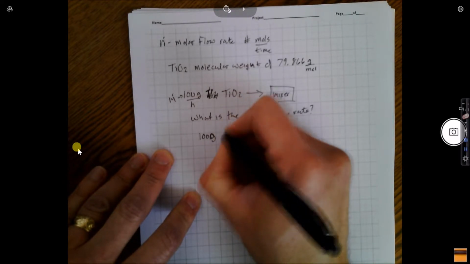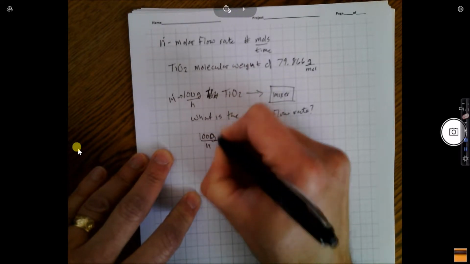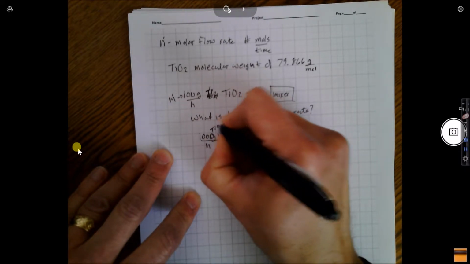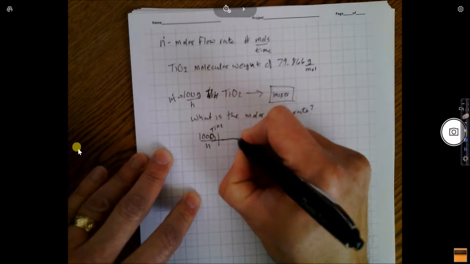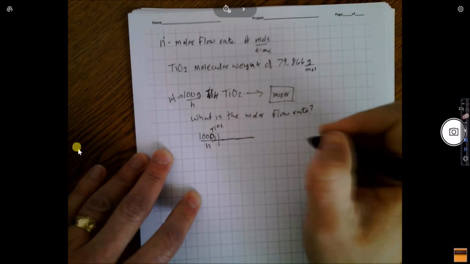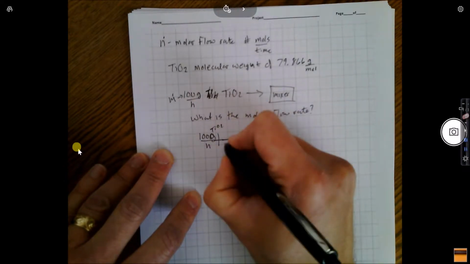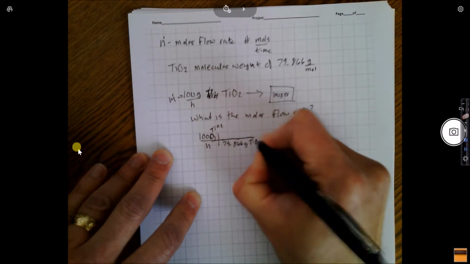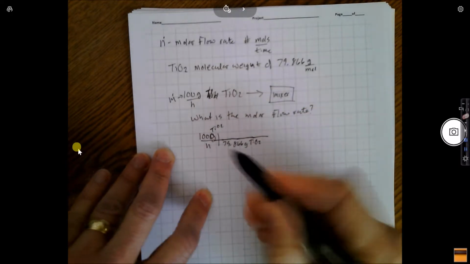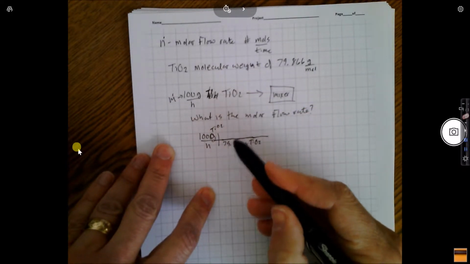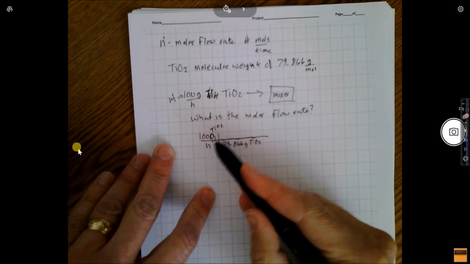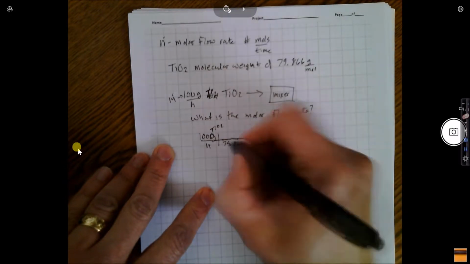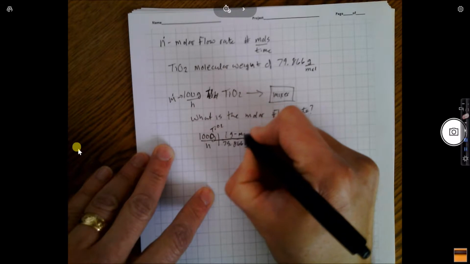Here, I'll pretend I didn't make a mistake. 100 grams per hour, and I keep forgetting to do the bookkeeping. 100 grams per hour of TiO2. The molecular weight of TiO2, so there's 79 grams of TiO2. And even though I'm doing a bad job in this example, please start getting in the habit of doing good bookkeeping. So we have 100 grams of TiO2. We have 79.866 grams of TiO2 in one gmol TiO2.